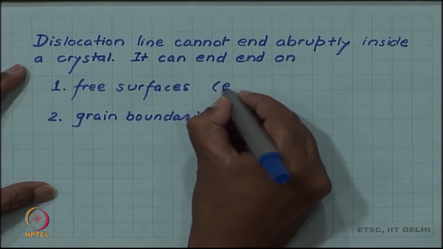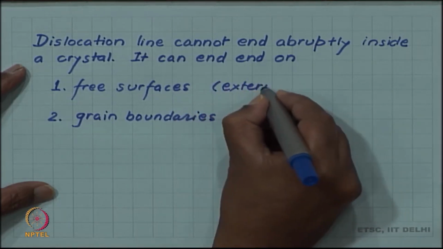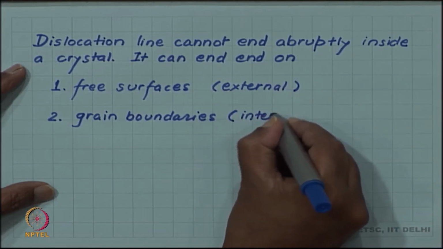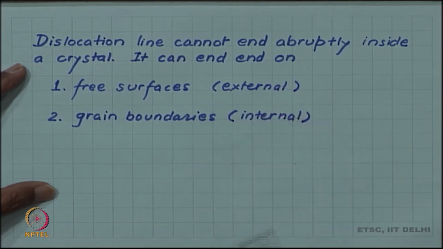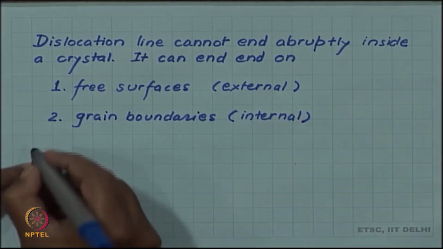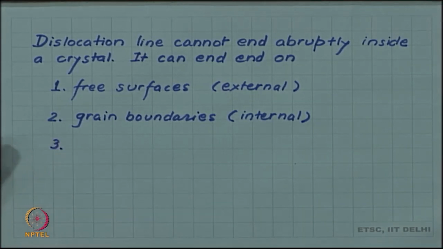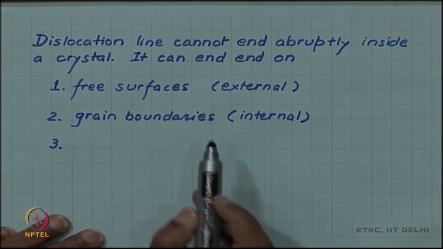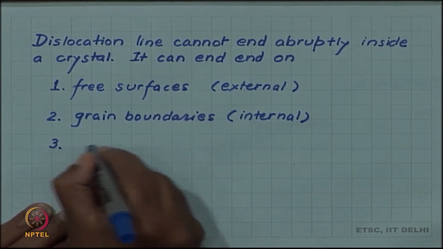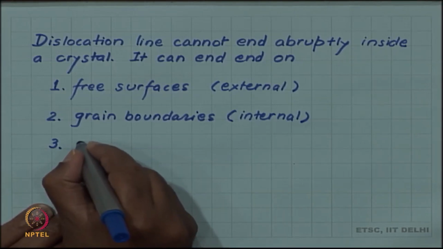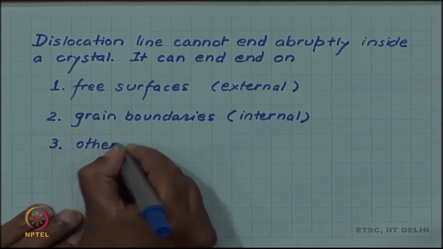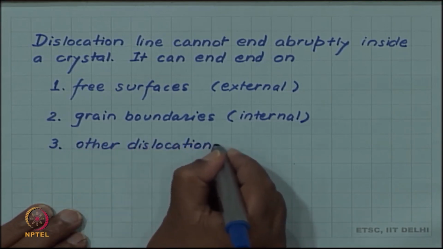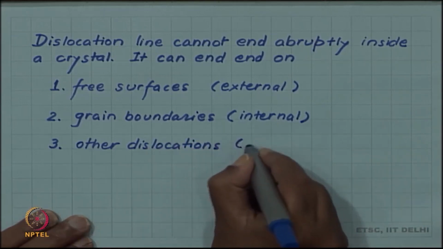So, free surfaces are external surfaces, whereas grain boundaries are internal surfaces. We have not yet talked about grain boundaries, we will do that in the next video, but for the sake of noting down, we are noting that it can end on free surfaces or it can end on grain boundaries. It can also end on other dislocations. And if it ends on other dislocations, it will form what are called nodes.